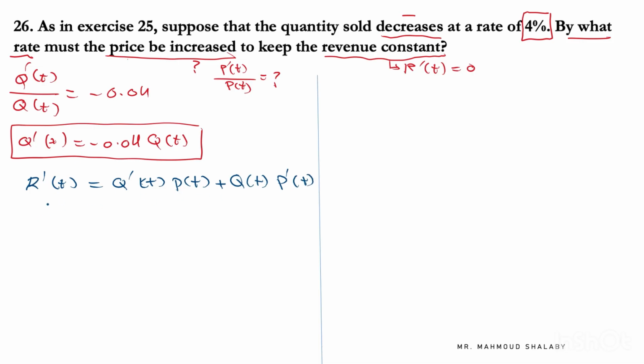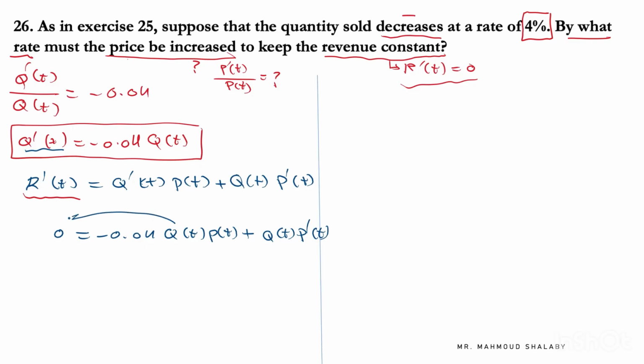from the beginning. Then I know now that r prime of t is a 0, so I will replace it by 0, equals q prime of t. I have it here already, this one, so it's a negative 0.04 q of t p of t plus, I will leave here q of t p prime of t. Alright, now I will send this one to the other side.